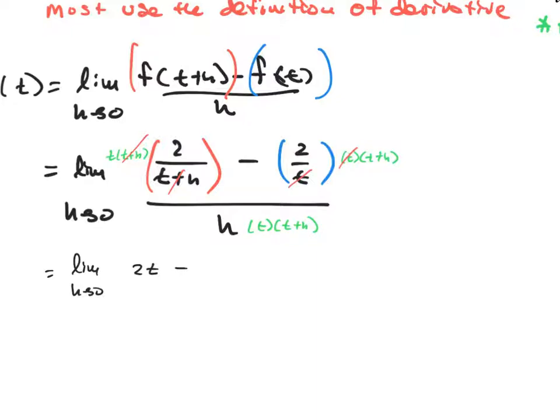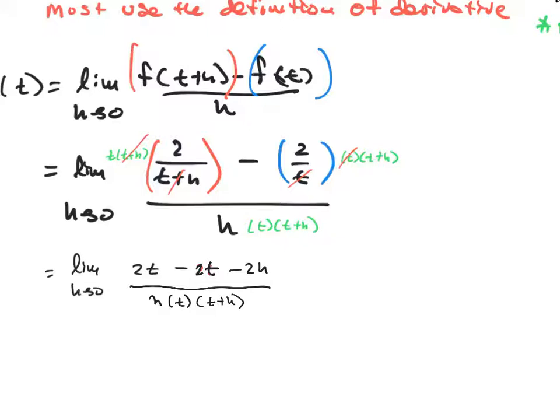So what I'm going to do is a couple steps in one, so hopefully I don't lose you. I'm going to take the negative 2, and distribute the negative 2 times the t, and then the negative 2 times the h. So what I'm actually getting is a minus 2t, and then that negative 2 times the h would be minus 2h. This is all over h times t plus h.